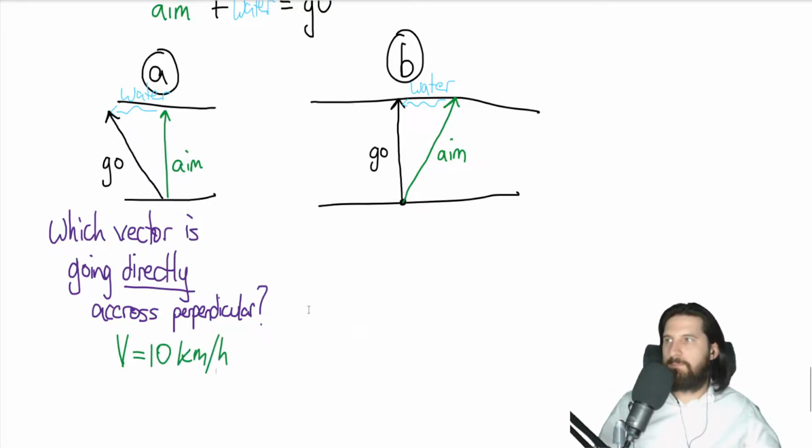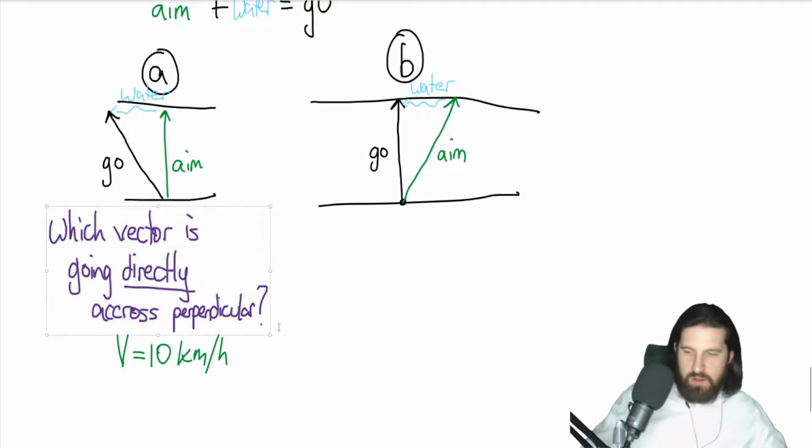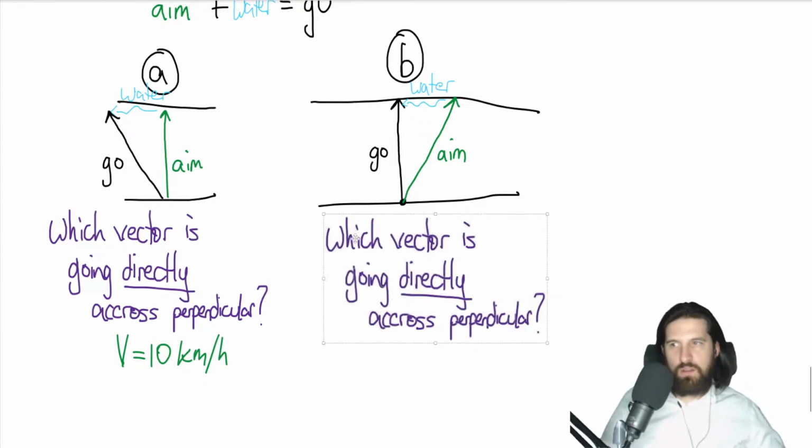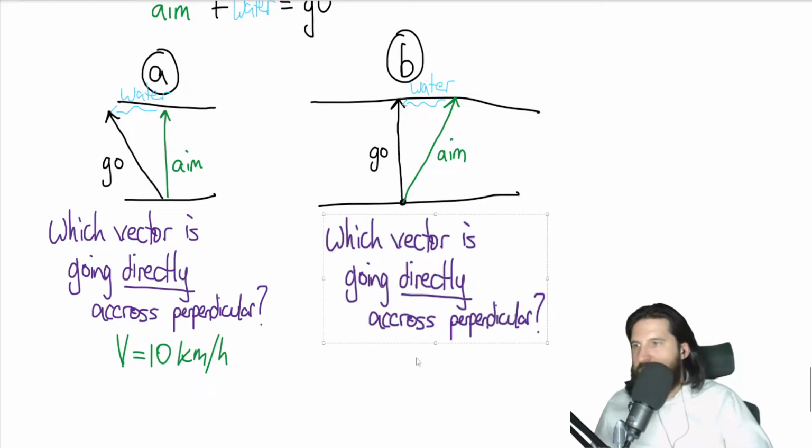And now who is the vector going directly across in letter B? Now it's not the green one. The green one's going on an angle. It's the black one. Yes, good. And that one was the one that we calculated to be 8.7. Yes, now you're with me, Samuel. All right. I like it.